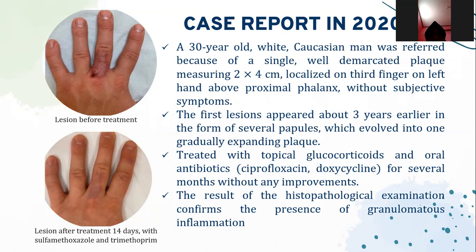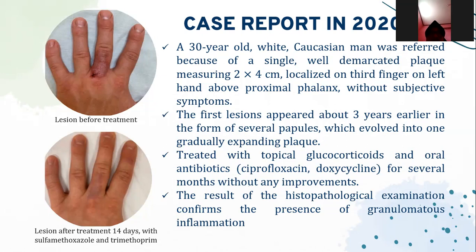He was neither a smoker nor an alcoholic. The first lesions appeared about 3 years earlier in the form of several papules, which evolved into one gradually expanding plaque. He was treated with topical glucocorticoids and oral antibiotics for several months without any improvement. Particularly noteworthy in the interview is the fact that the patient was an ichthyologist who was working mainly with a fish species called African sharp-toothed catfish.